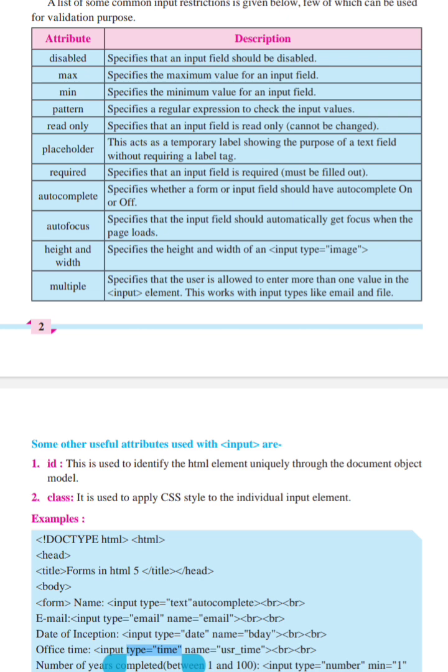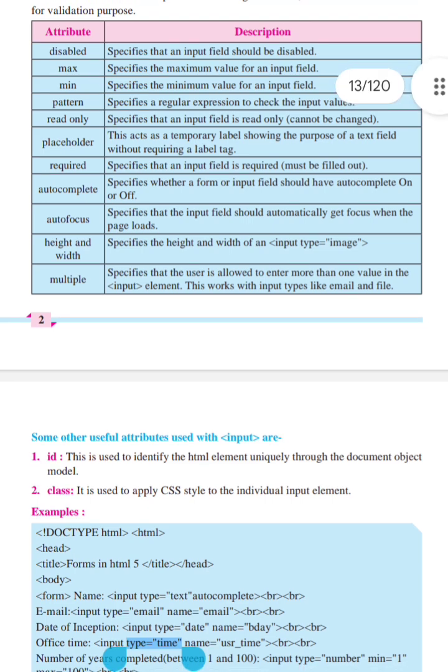label tag. Then we have the required attribute. It specifies that an input field is required and must be filled out. If we do not fill in a required field, the form will not get submitted, or the server will not accept the form.